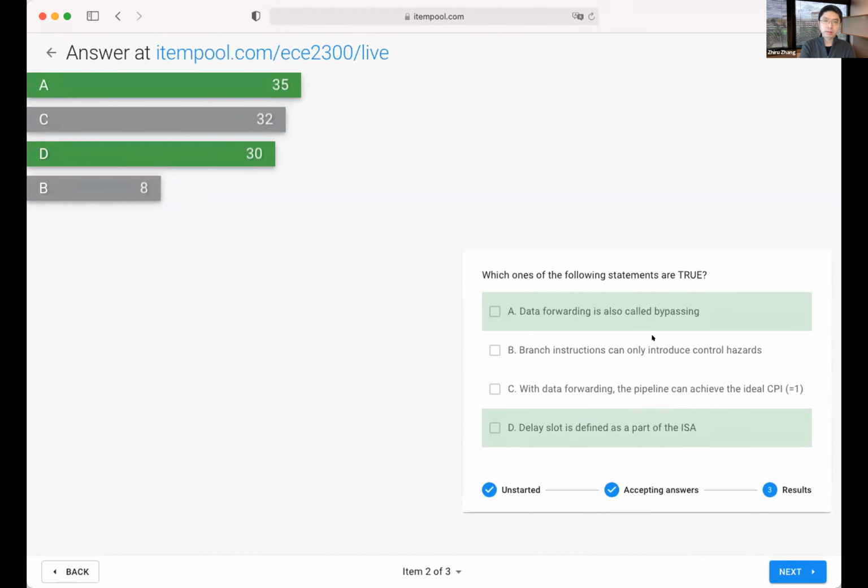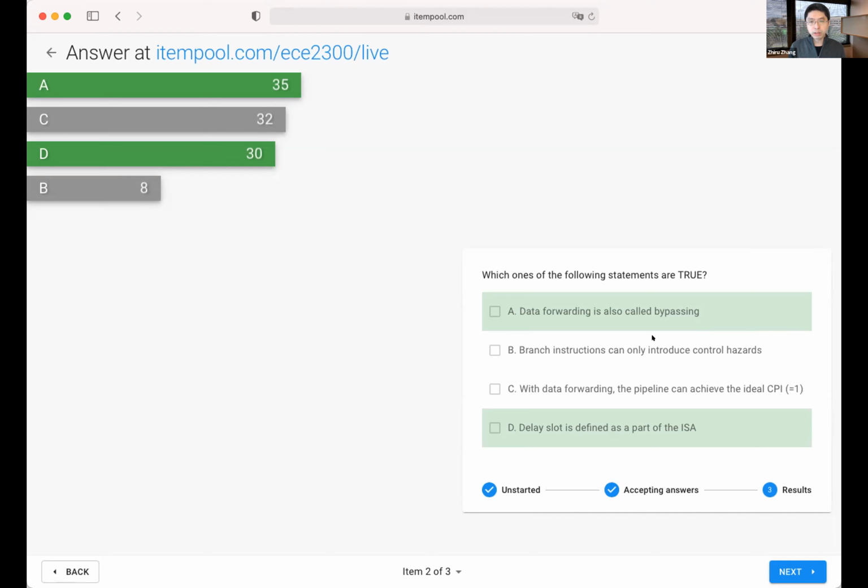First, indeed, data forwarding is also called bypassing, so these two terms can be used interchangeably. Second, branch instruction indeed can introduce control hazards. That's where we may not know, during the pipeline execution, whether a branch is going to be taken or not. If certain instructions are already in the pipeline, which have to be thrown away later, that's where we have this so-called control hazard.